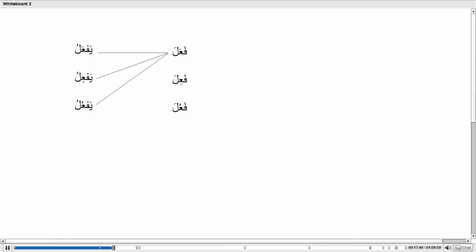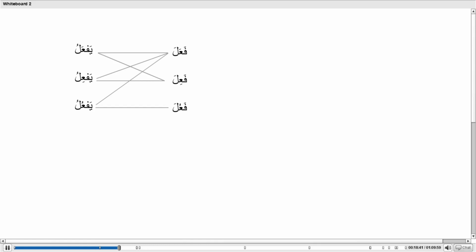Now, see, barakallahu feekum. Fa'ala has how many possibilities? How many combinations did it take? 3. Why did it have the most number of combinations? Because when we go to fa'ila, we find how many? Fa'ila yaf'alu and fa'ila yaf'ilu. So that's 2. And if we go to fa'ula yaf'ulu, that's only 1. So which of the verbs took the most combinations? Fa'ala.